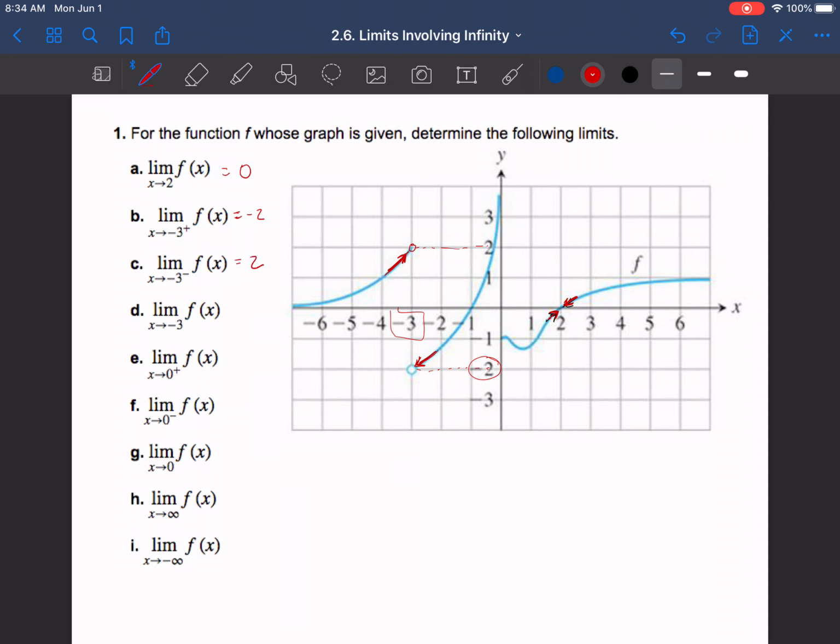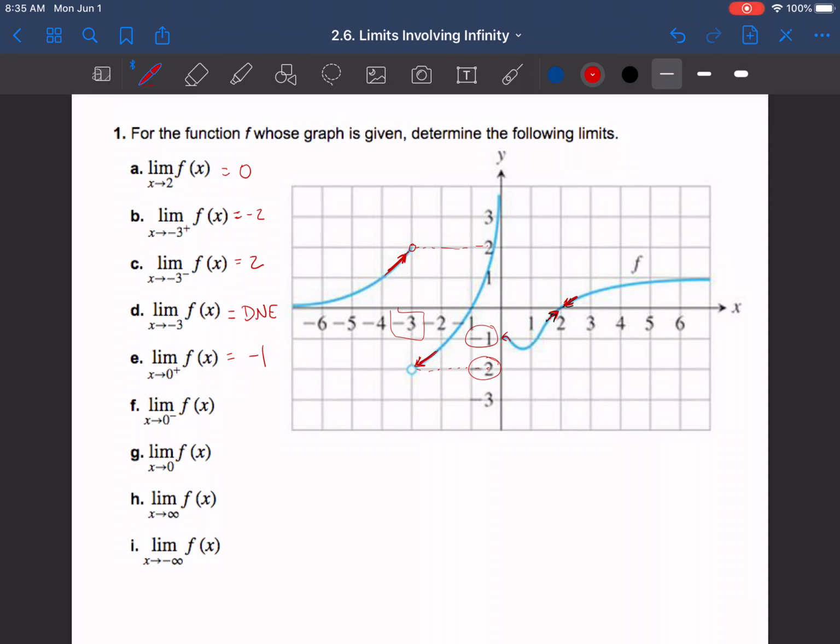Next, just the limit as x goes to negative 3. Well, it's not an endpoint. It's not the edge of our domain. So both the left and right limit have to match. The left and right limits that we just did in B and C do not match. Therefore, the limit there does not exist. All right, a limit as x goes to 0 from the positive side. Well, that's coming down right here, and we're going up, and we're pointing right toward that negative 1 right there. So this is going to be a negative 1.